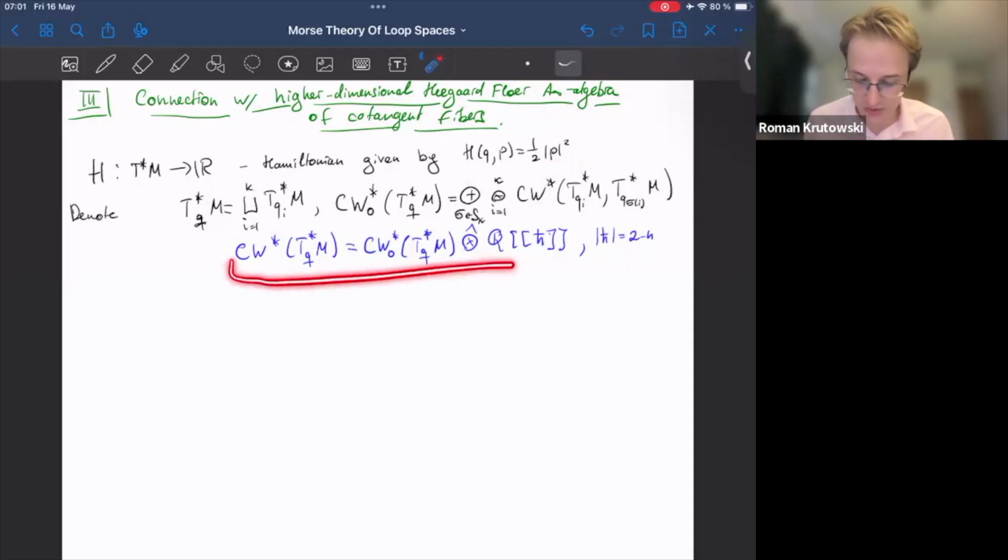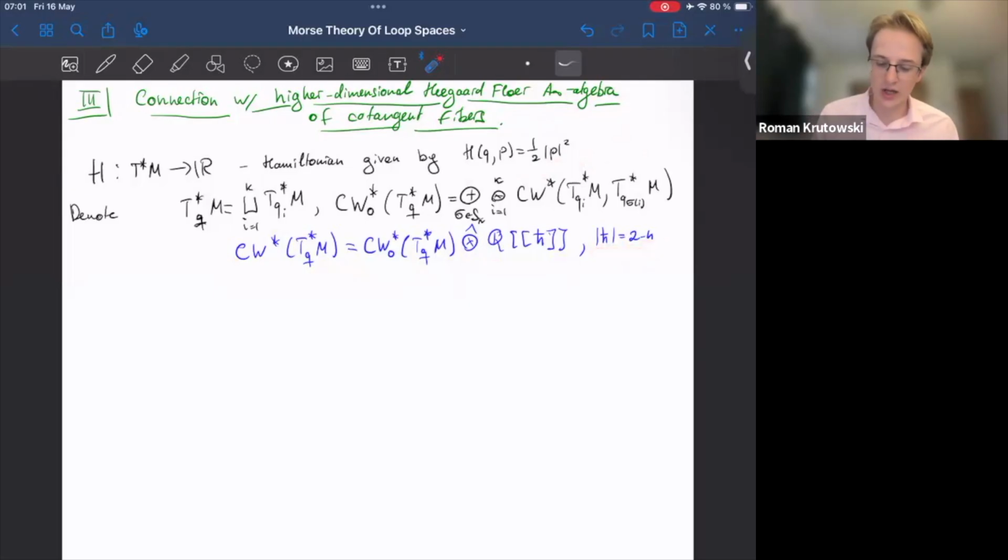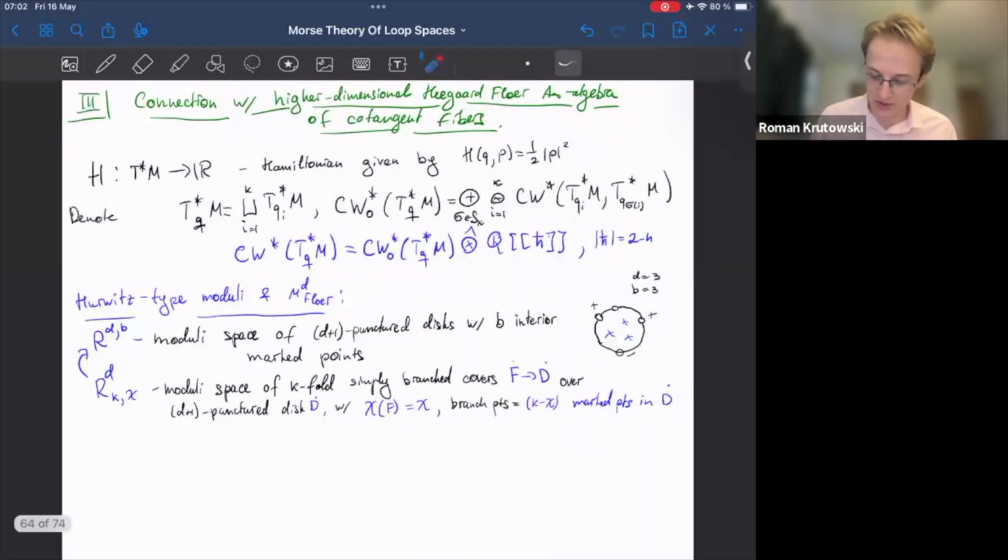And again, we consider a completion with respect to this formal variable. Now we use Q coefficients, unfortunately, but I don't think, at least for this theory, that this is a problem. Maybe with better methods, one can get integer coefficients. And then to introduce infinity operations, we consider the following Hurwitz type moduli spaces.